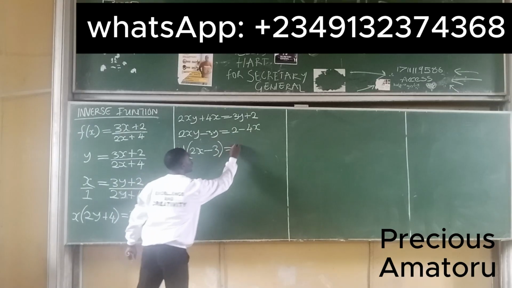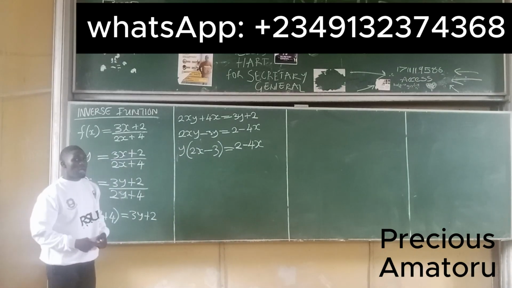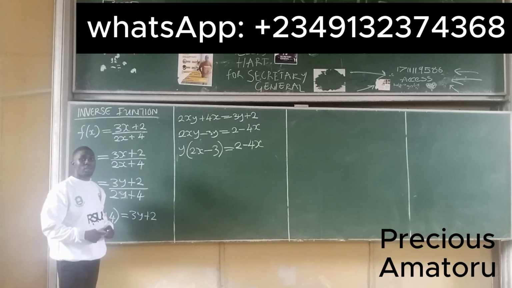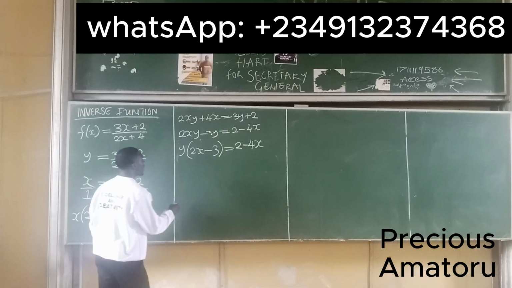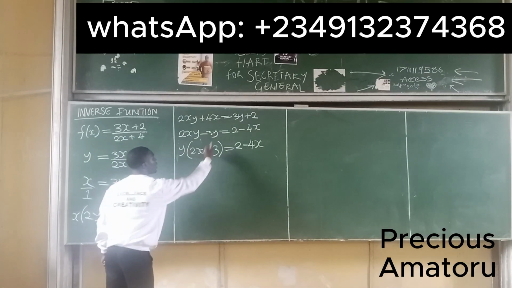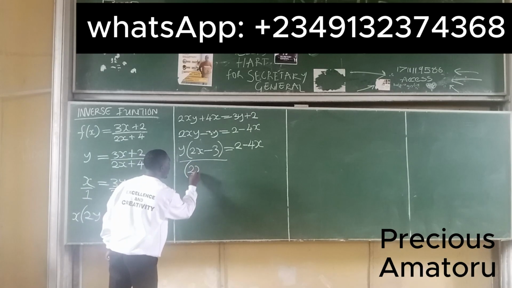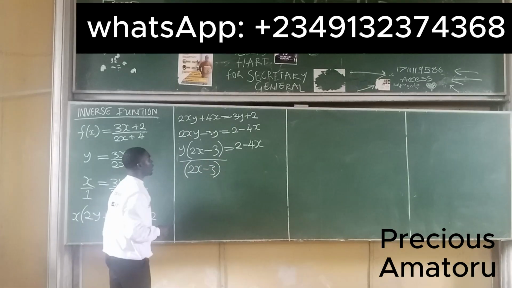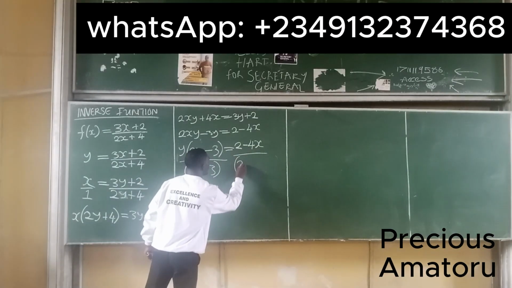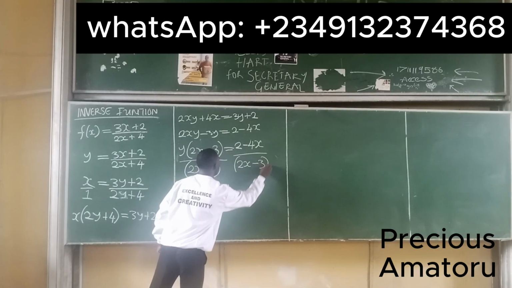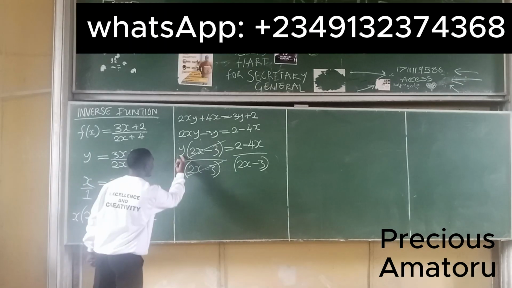Now this equals 2 minus 4x. So from here we can make y the subject of the formula by dividing by the coefficient of y. So we divide this by the coefficient of y, which is 2x minus 3 in brackets. We divide the other part of the equation by the same thing, 2x minus 3. So this cancels out, since they are the same thing, and y is left.